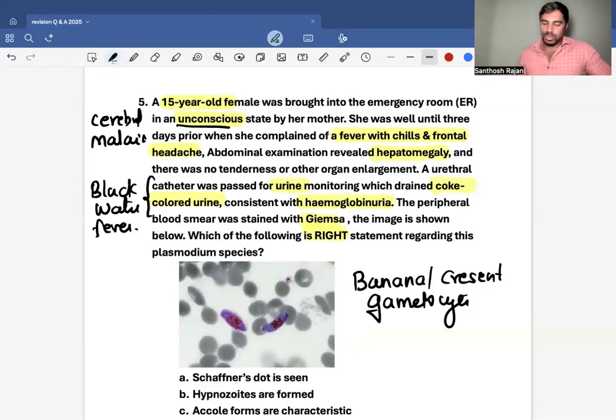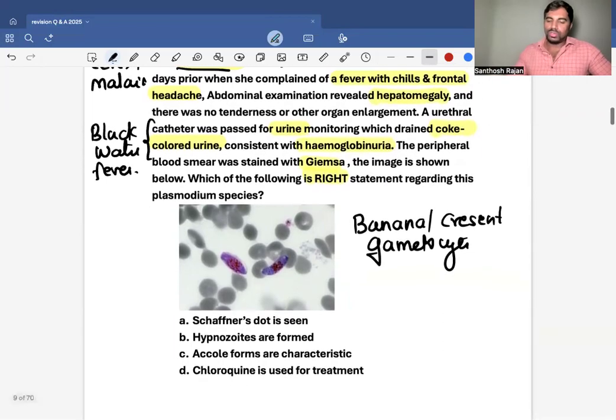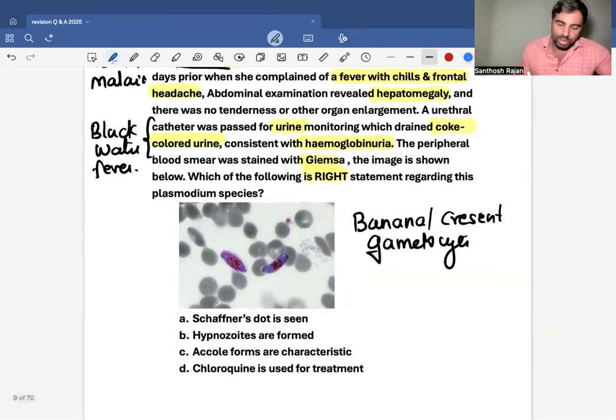And then Giemsa was done for this picture. So everything gives me a clue of which plasmodium? Plasmodium falciparum. Falciparum is the dangerous one. This is the most dangerous one.